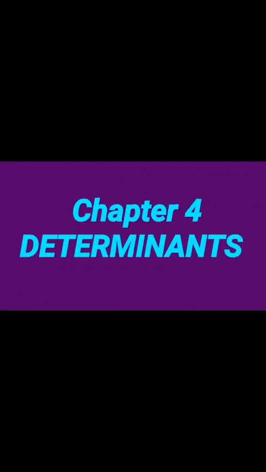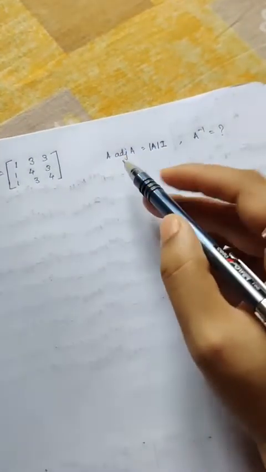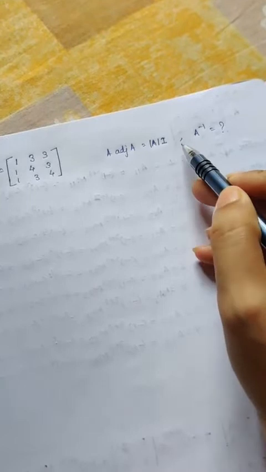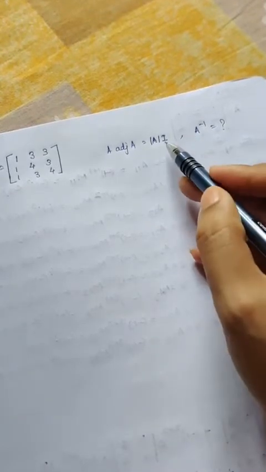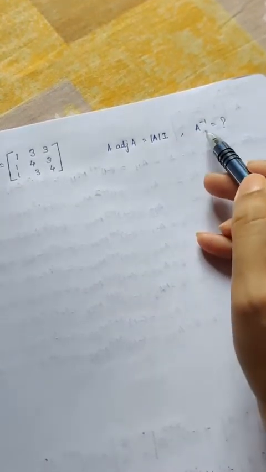Here we are doing the chapter Determinants. Example 24: here a 3 by 3 matrix is given. We have to show that A into adjoint A is equal to determinant A into identity matrix I, and we have to find A inverse.